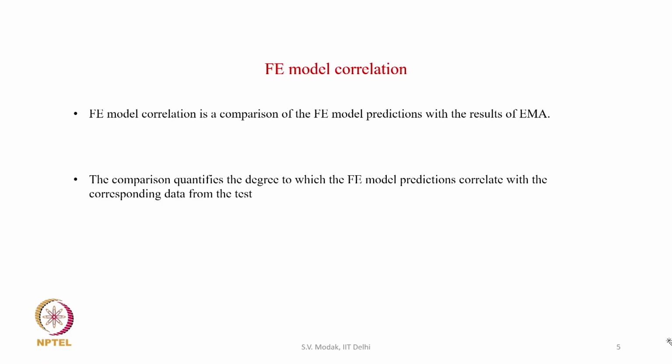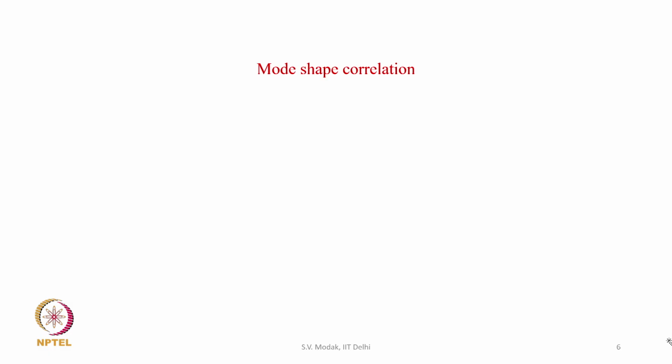So, therefore, the comparison quantifies the degree to which the FE model predictions correlate with the corresponding data from the test, and this indicates the level of error in the FE model predictions. So, now the question is, what characteristics should be used for comparison? The comparison is generally done in terms of natural frequencies, modal damping factors, mode shapes, and frequency response functions. Let us first talk about mode shape correlation.